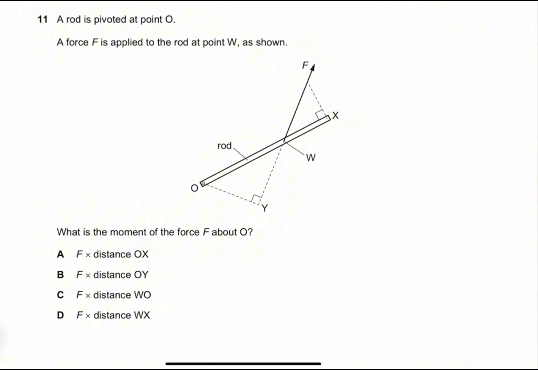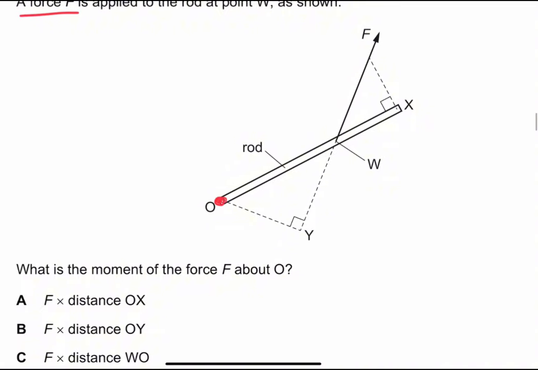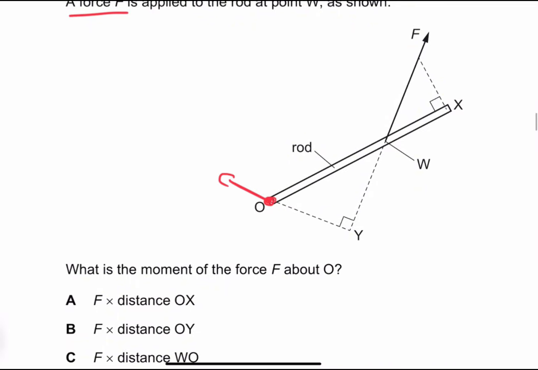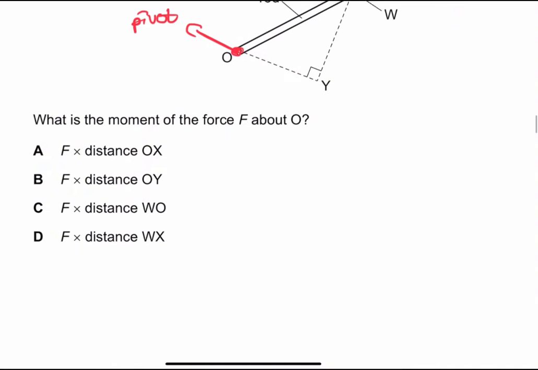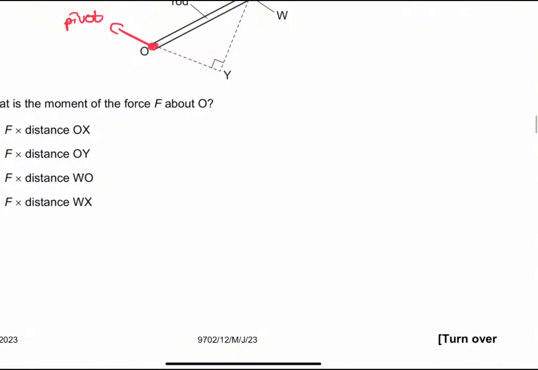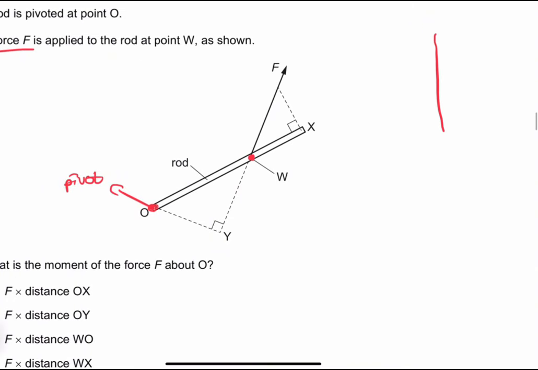We've been given a rod pivoted at point O. We've been given a force F that has been applied. So this is point O, and point O is my pivot. And this is the force F that I'm applying at this point W. And I've been asked to find the moment of a force. What is the moment of a force? Well, let us define that.